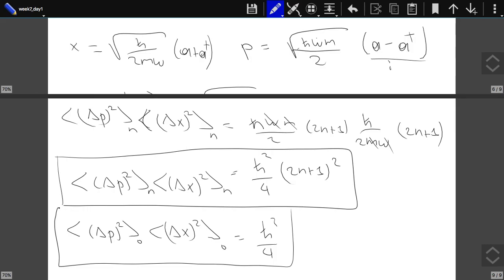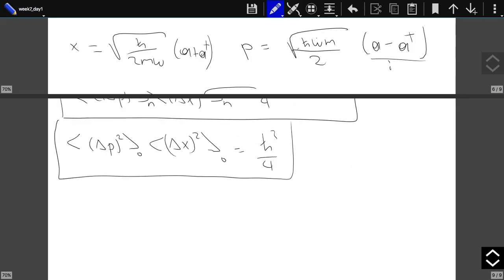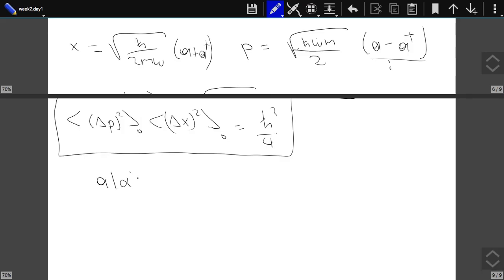Now let me define one state. Alpha is some state, I don't know what yet, but it's an eigenstate of A. A is not a Hermitian operator, so alpha need not be a real number. Now, these are called coherent states. They will have some interesting properties.